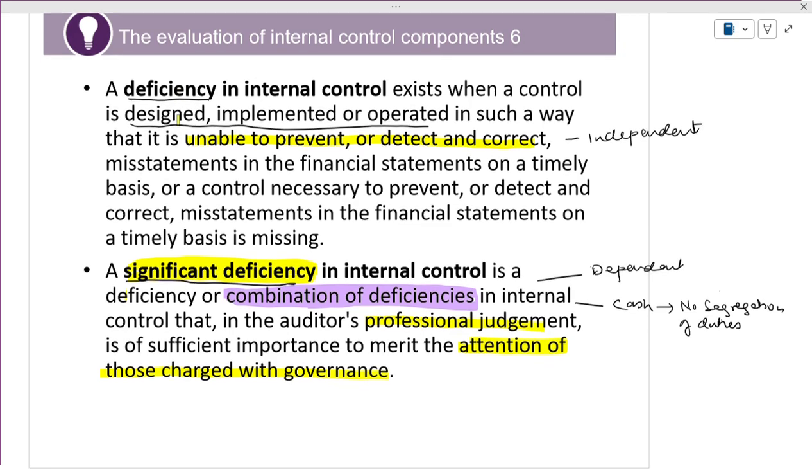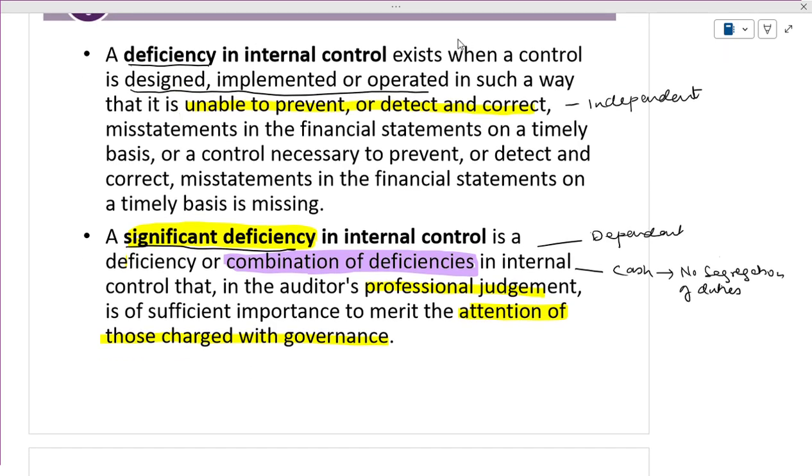But what is a significant deficiency? You have one deficiency, but what will happen? One deficiency will lead to another. If you don't have the controls in the first place, then definitely the subsequent controls will not be effective. It is nothing but a combination of deficiencies. Again I am saying, in the examination they will ask about significant deficiency.